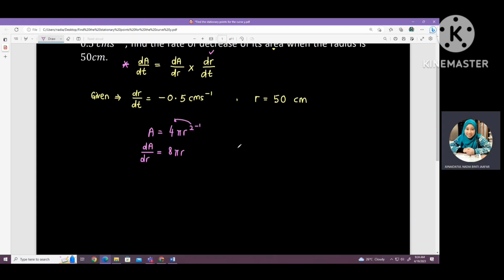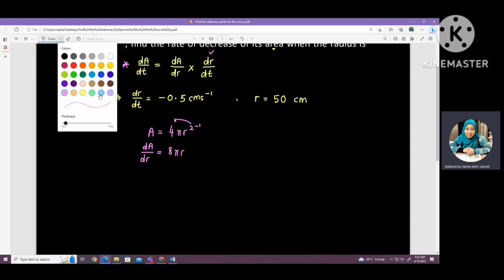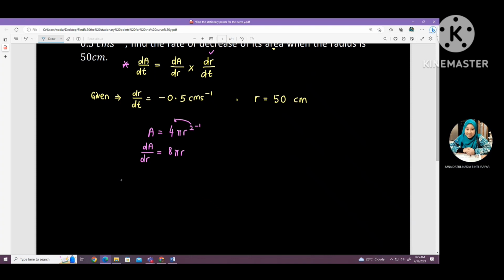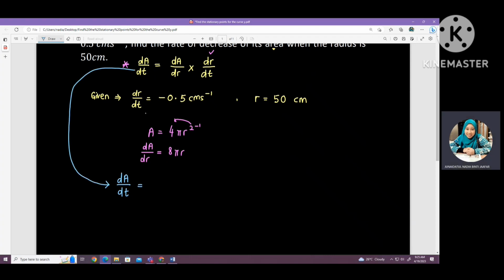Now, from all the information here, we can substitute into the formula. Okay, so we substitute into the formula for dA over dt. So dA over dt is equal to dA over dr, which is 8 pi r, and then times dr over dt, which is negative 0.5.